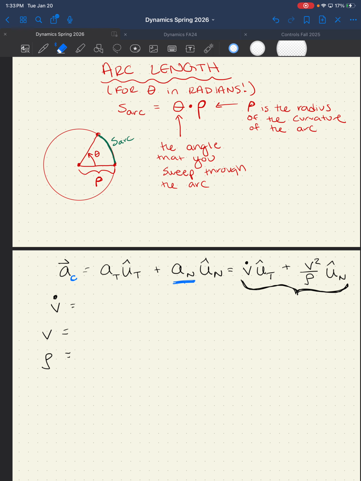Okay, I can plug in tangential acceleration. Tangential acceleration we know an expression for. The integral from 0 to 15 of minus 1/8 t dt.